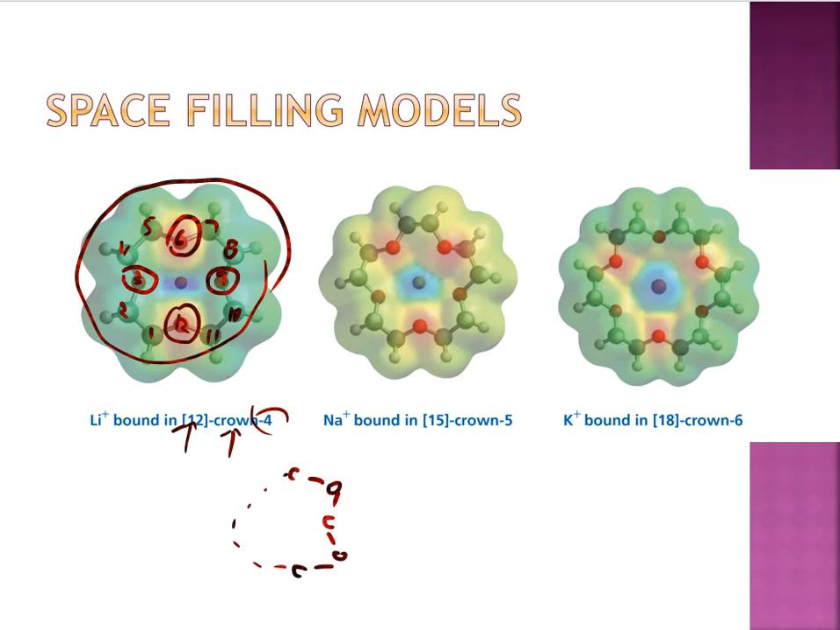So sodium gets bound up in 15 crown 5. So I've got 5 ether molecules basically. 1, 2, 3, 4, 5. There's my 5 oxygens. 15 in total. So if we start at number 1, 2, 3, 4, 5, 6, 7, 8, 9, 10, 11, 12, 13, 14, 15. There's 15 crown 5. All right, so there's the crown ethers. That's how we name them.